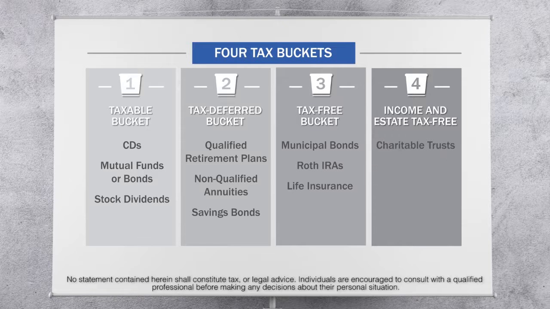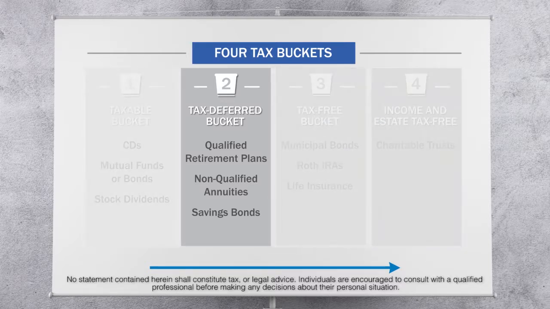Here's what you need to know. If you want to reduce taxes on your investments over time, you need to move assets to the right. One of the biggest mistakes people make is right here. They have a lot of money in qualified retirement plans. That creates a lot of taxes down the road. You want to move it to the right to help reduce taxation over time. That is the concept of the 4 tax buckets.